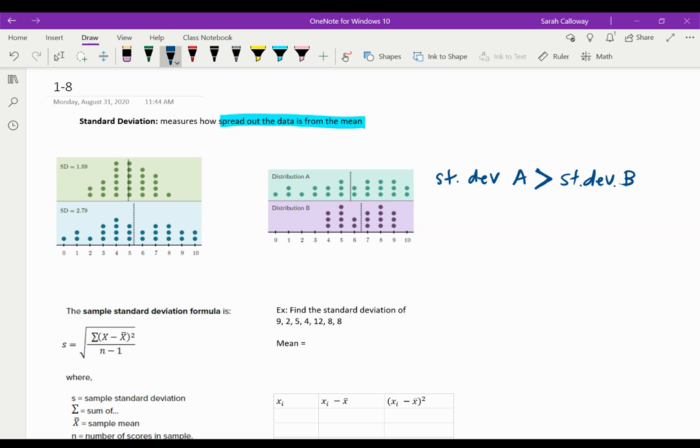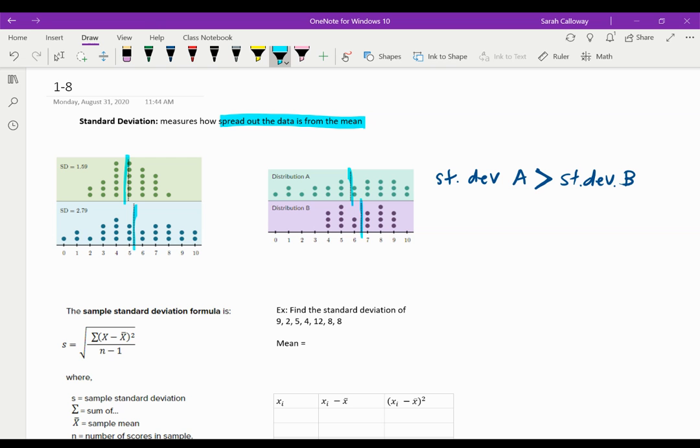Okay, we aren't going to calculate those standard deviations, but if we were, the standard deviation of A would be larger than the standard deviation of B because the values from A look more spread out than the values for B, spread out from the mean. Okay, and again, these were the means in these graphics.